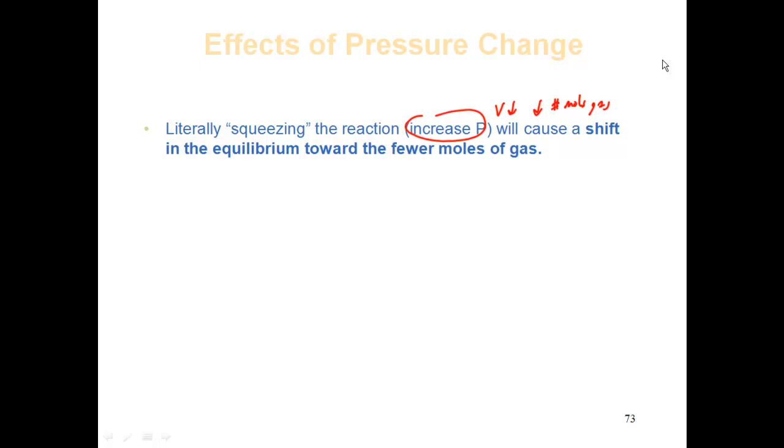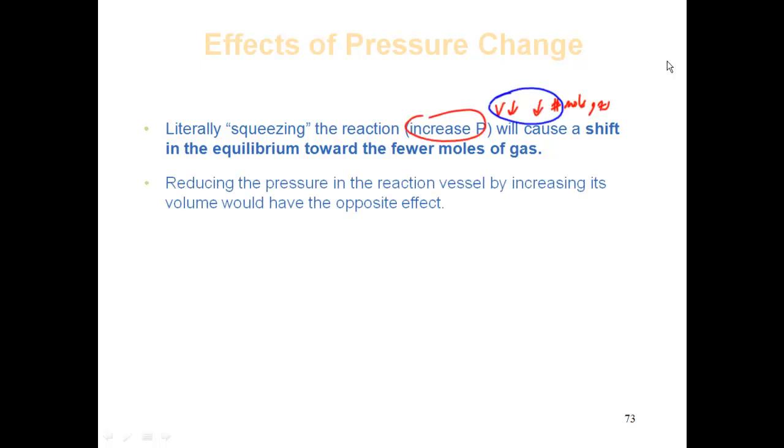Notice that there's a linear relationship between volume and number of moles of gas. You decrease the volume, you decrease the number of moles of gas. And there's an inverse relationship with pressure. Pressure is increasing, number of moles is decreasing. So it's inversely proportional between pressure and number of moles of gas.